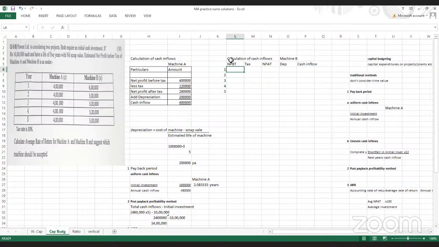Okay, first I will put in the figures of net profit before tax. 6 lakhs for first year, then 3 lakhs, again 3 lakhs, and then 5 lakhs each for 4th and 5th year.